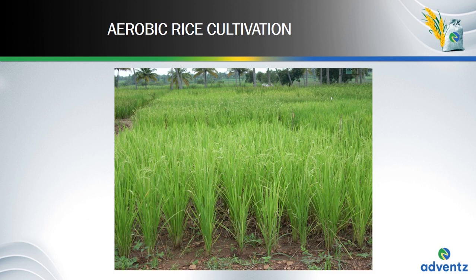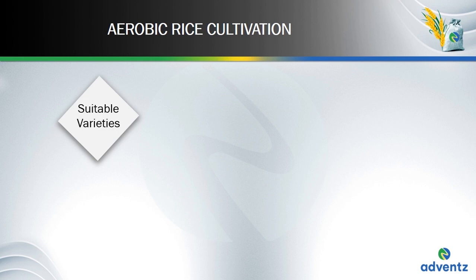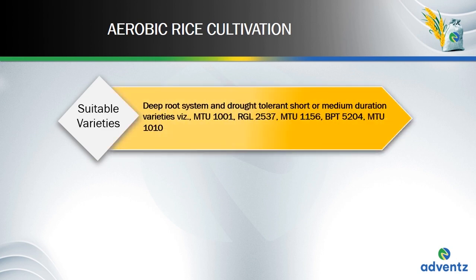Another way of cultivating rice is called aerobic rice cultivation. Aerobic rice cultivation method is practiced in places where irrigation facilities are limited and for rain-fed condition. The suitable varieties for aerobic rice cultivation are the ones which have deep root system and are drought tolerant and have medium duration. The names of these varieties are MTU 1001, RGL 2537, MTU 1156, BPT 5204, and MTU 1010.